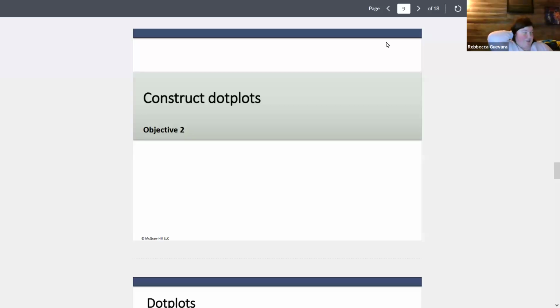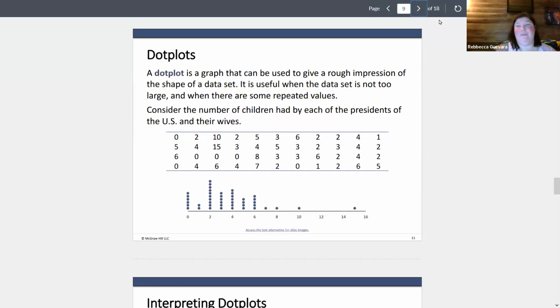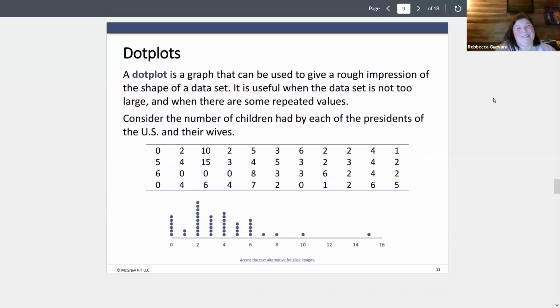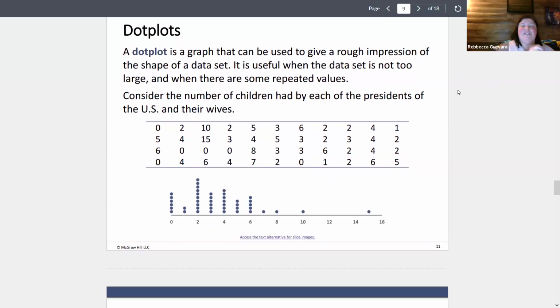So next, after stem and leaf plots, we're going to have dot plots. So your dot plots, what we do is we're going to have a number line, and then we plot a point above each value that is represented in our data.